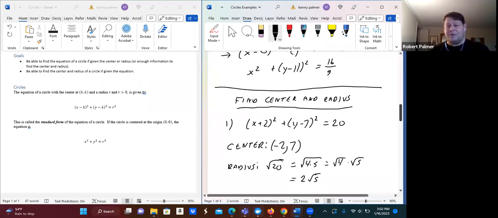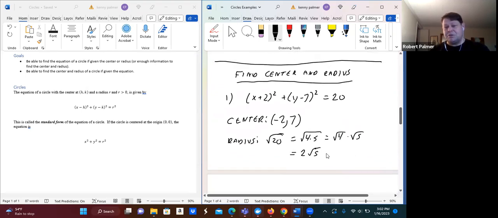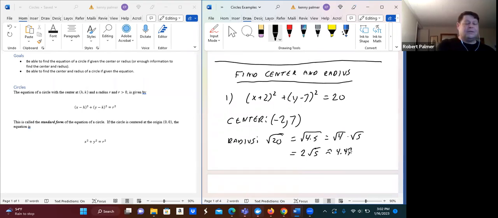Now, let's also approximate that, since in most realistic situations you're going to want to use this as some kind of decimal. You just plug that into your calculator, whatever kind of calculator you're using: the square root of 5, and then times 2. This is approximately, I'll do 2 decimal places, 4.47. Okay, so once again, let's also graph that.